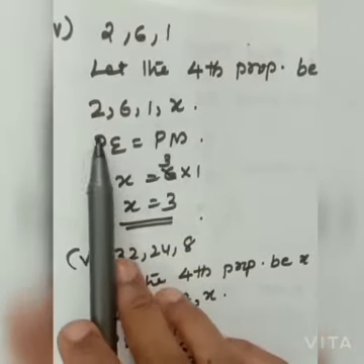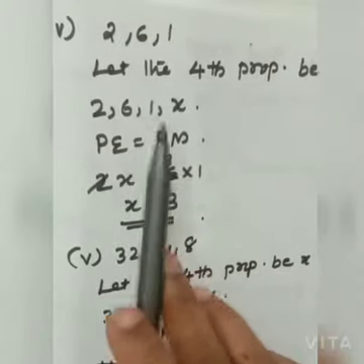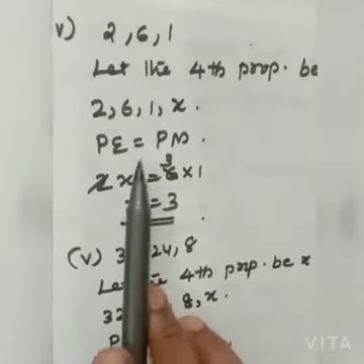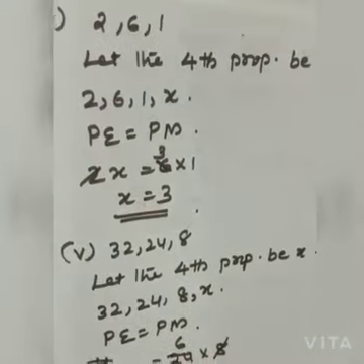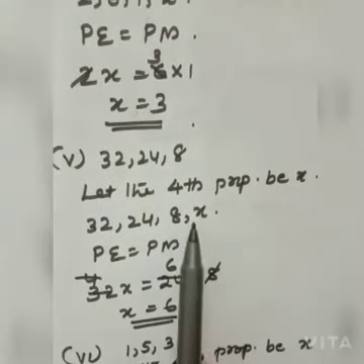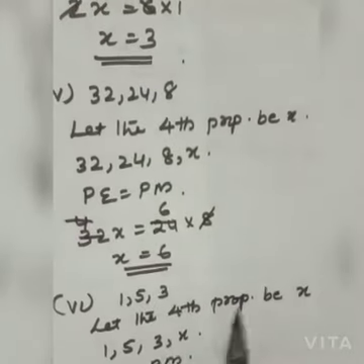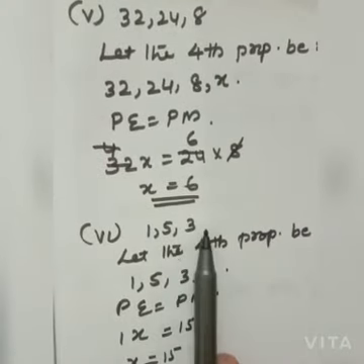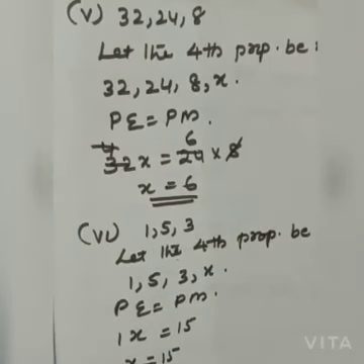Suppose x. Product of extremes equal to product of means. Product of extremes equal to product of means, x equal to 3. 32, 24, 8. Fourth proportion be x. Product of extremes equal to product of means, x equal to 6. Here also suppose fourth proportion be x. Product of extremes equal to product of means, okay, x equal to 15.